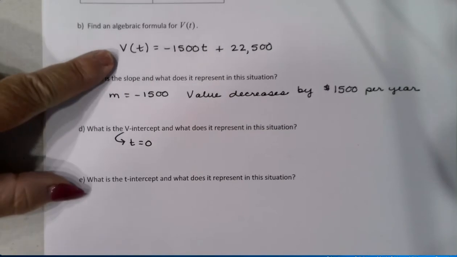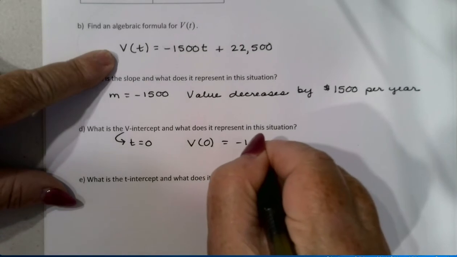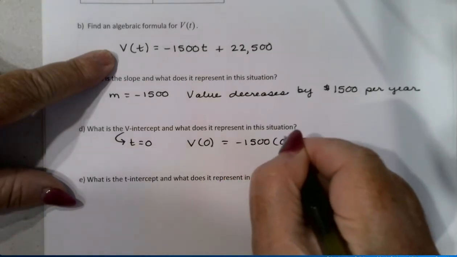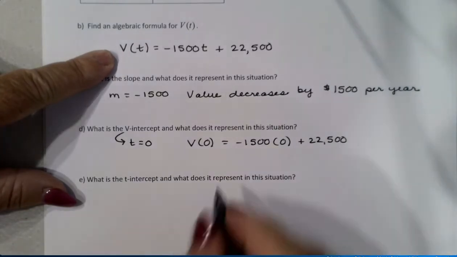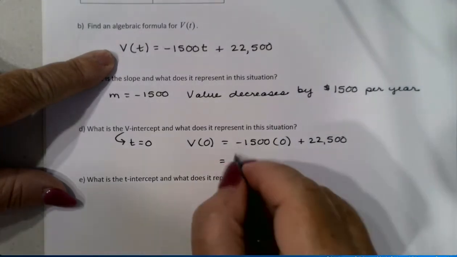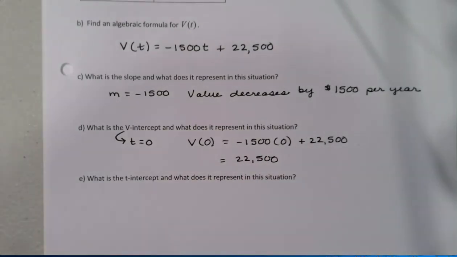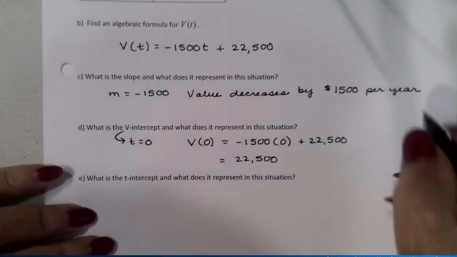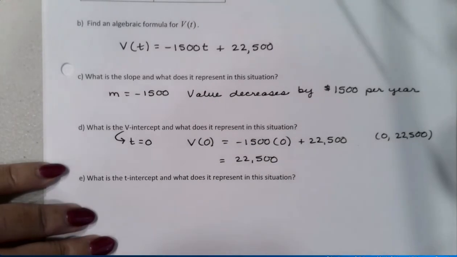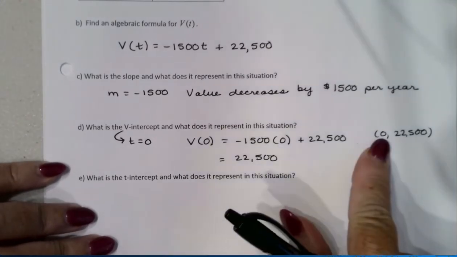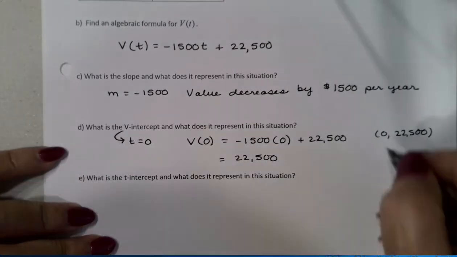Well, if I grab my function right here, and I plug in 0 for t, of course 0 plus 22,500 is 22,500. So the V-intercept is (0, 22,500). And it means that when the machine is new, it was worth $22,500.